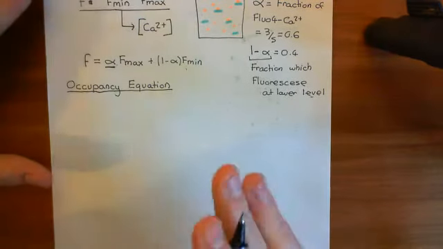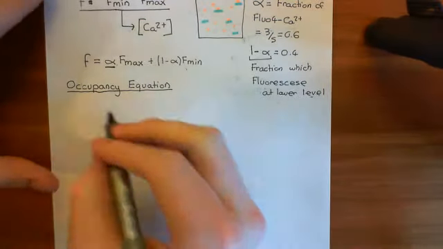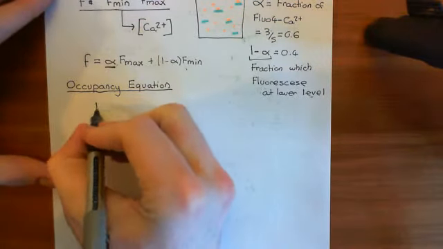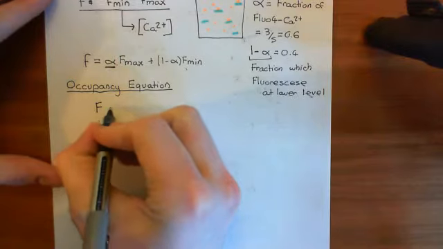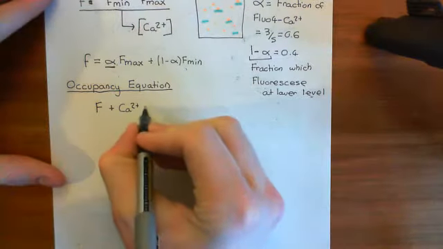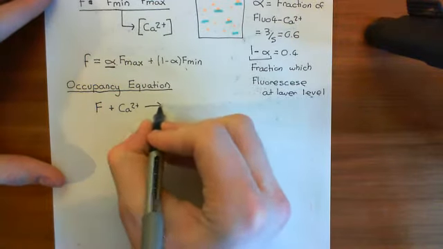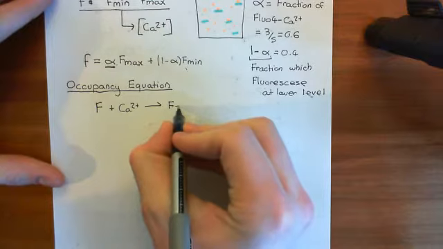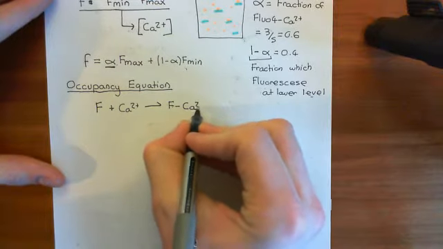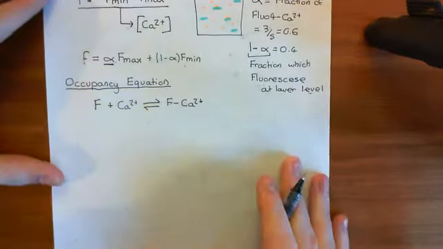Basically, there is an equilibrium between fluo-4 molecules which are free and calcium ions. The free fluo-4 molecules combine with calcium ions to become fluo-4 molecules with calcium ions bound. And this is a reversible reaction.